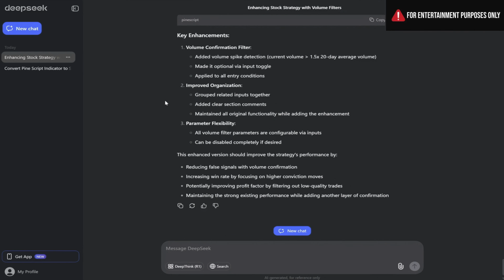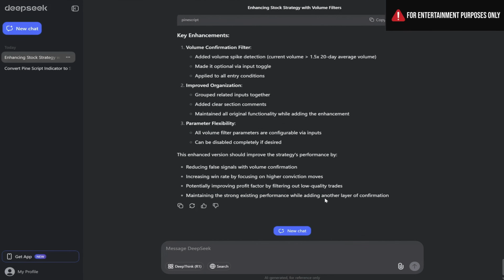Alright, so Deepseek has finished giving us back its enhanced code, and we can see Deepseek added a volume confirmation filter. So it added volume spike detection, requiring current volume to be 1.5 times greater than the 20-day average volume. Additionally, Deepseek added some parameter flexibility and is guaranteeing us that this enhanced version should improve the strategy's performance by reducing false signals with volume confirmation, increasing win rate by focusing on higher conviction moves, potentially improving the profit factor by filtering out low quality trades, and maintaining the existing performance while adding another layer of confirmation.